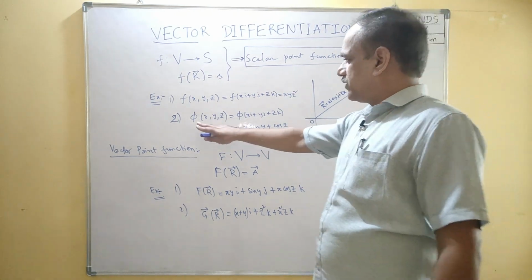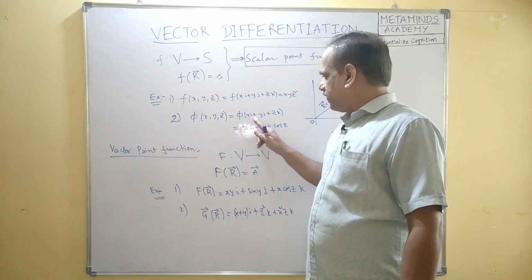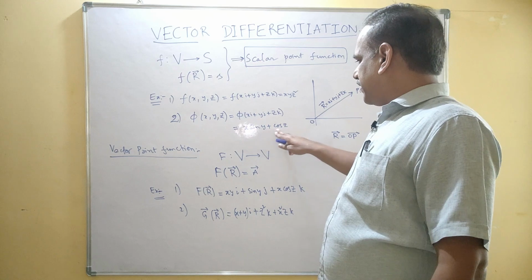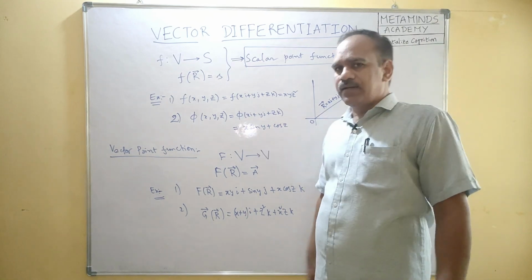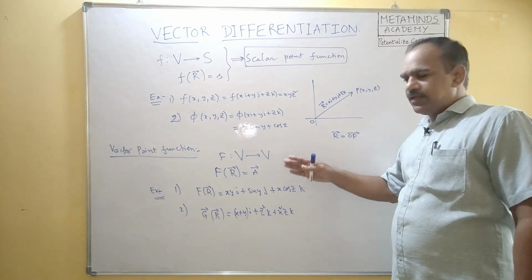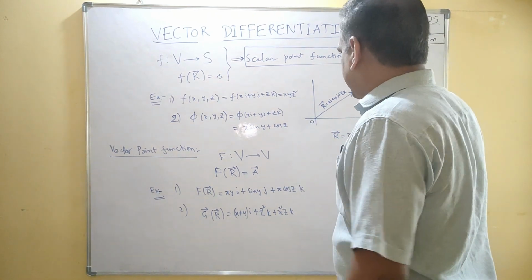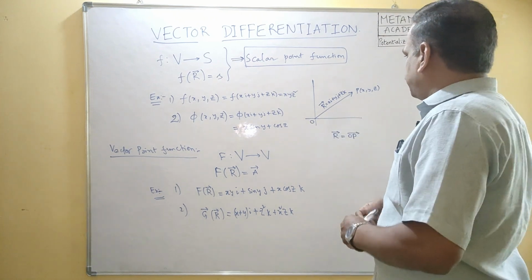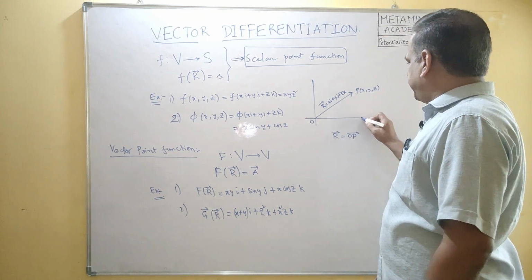Here also the function phi maps the vector xi plus yj plus zk to x sin y plus cos z, and it is also a scalar. As there are no ijk in this, you can easily identify it as a scalar. So what is xi plus yj plus zk here? It is actually the position vector of a point P.